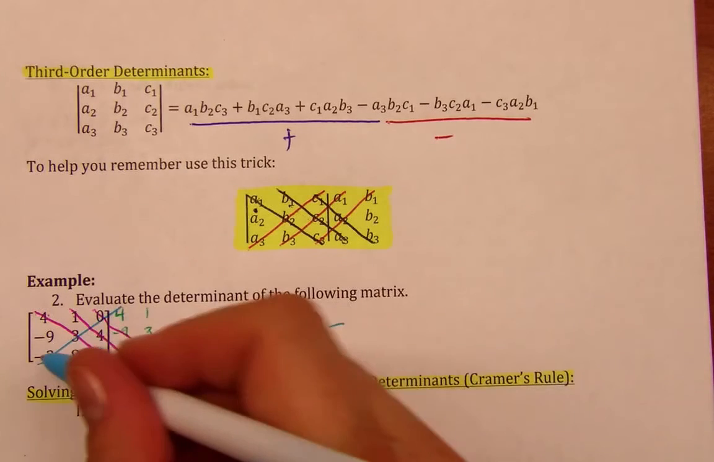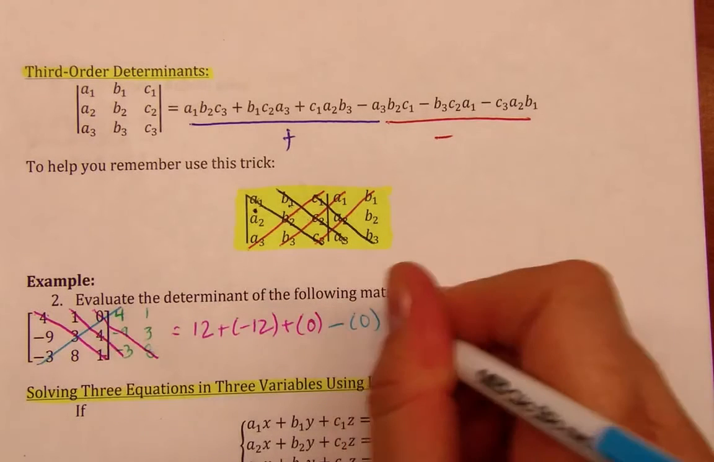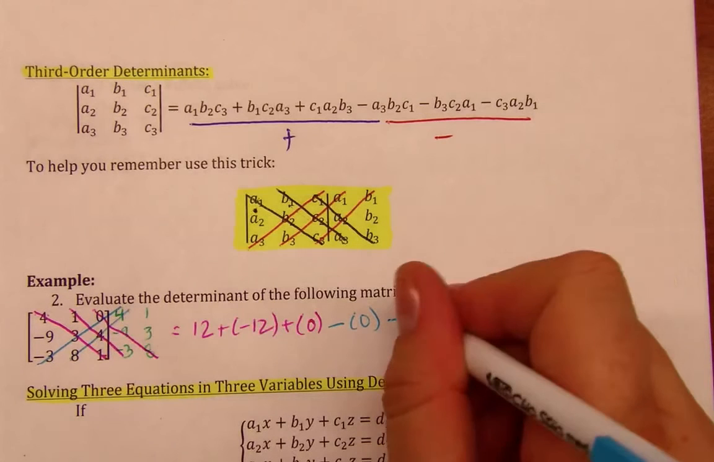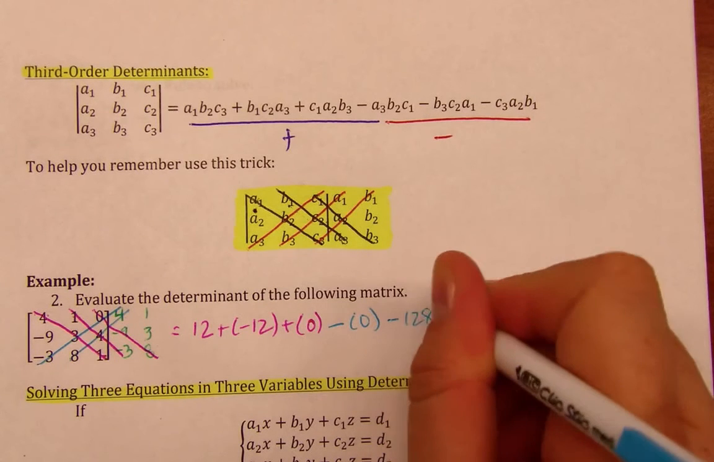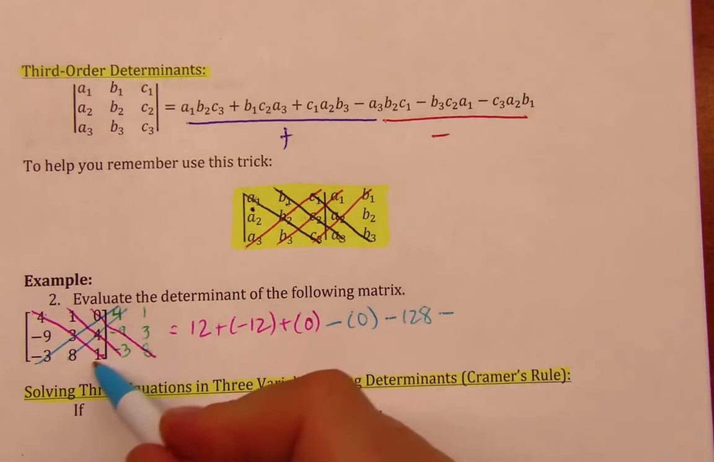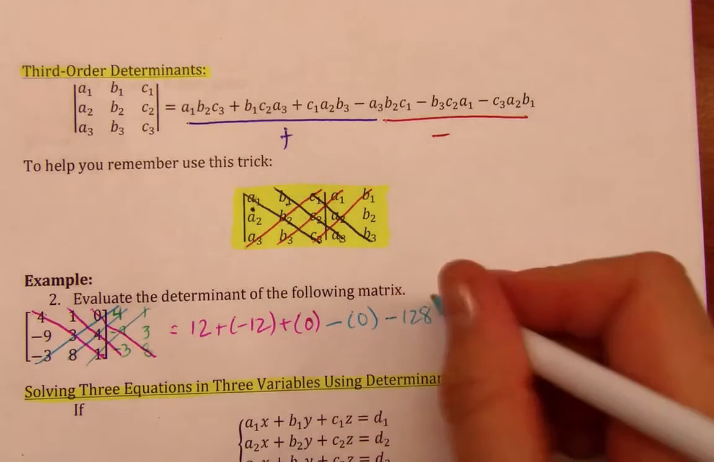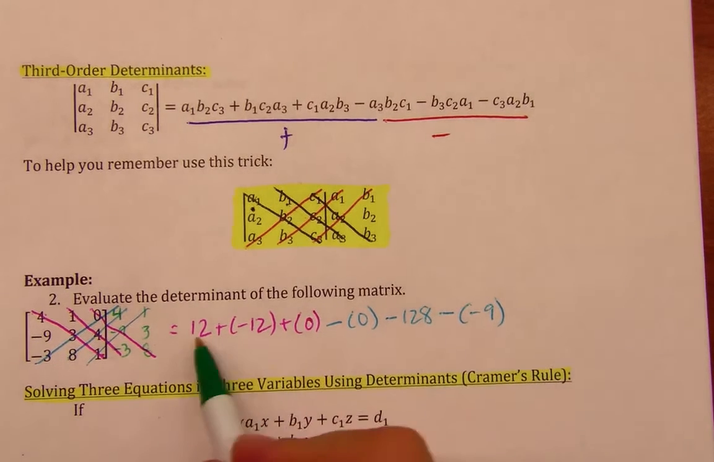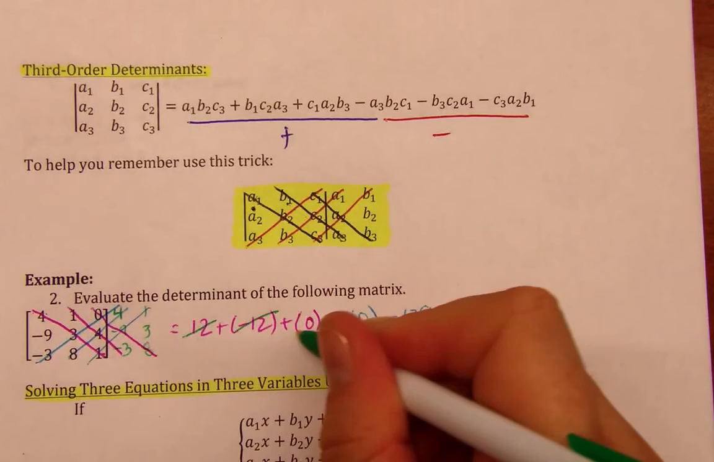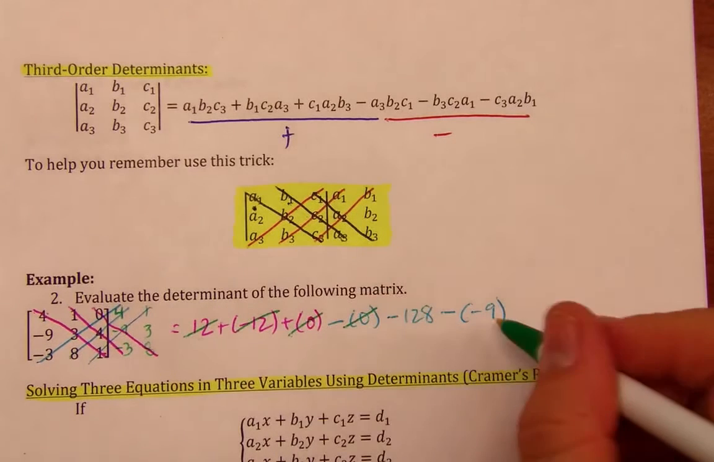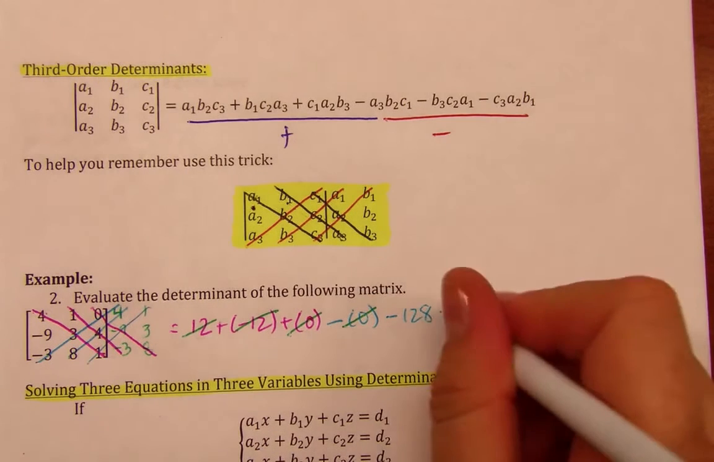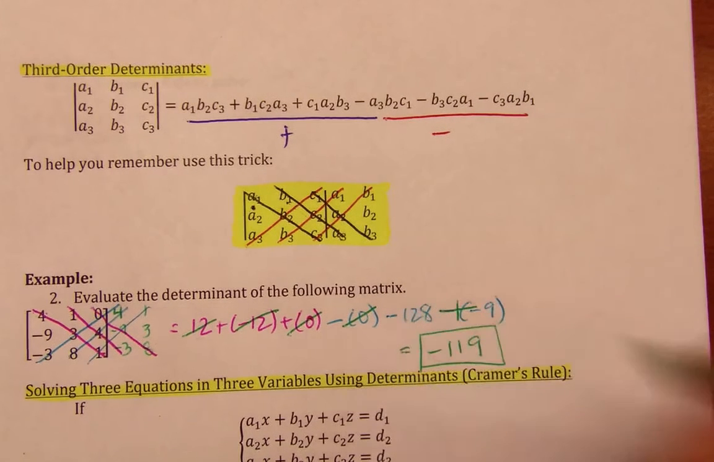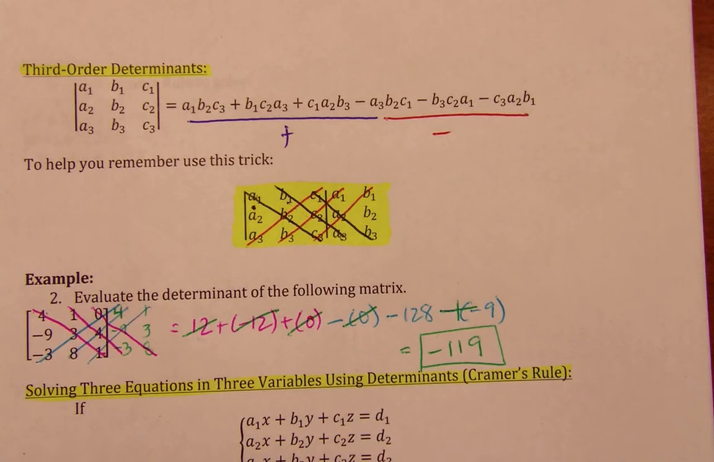Minus 0 times 3 times 3 is going to be 0. Minus 4 times 4 times 8 is going to be -128. And then 1 times -9 times 1 is -9. So now simplifying this, these two are going to cancel out. We have a 0 and a 0. And then we have -128 plus 9 is going to give us -119. And that's our determinant.